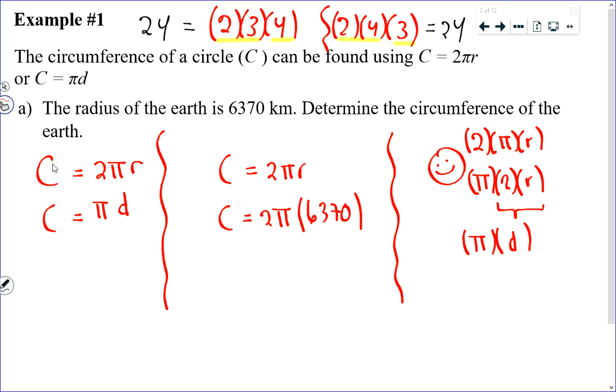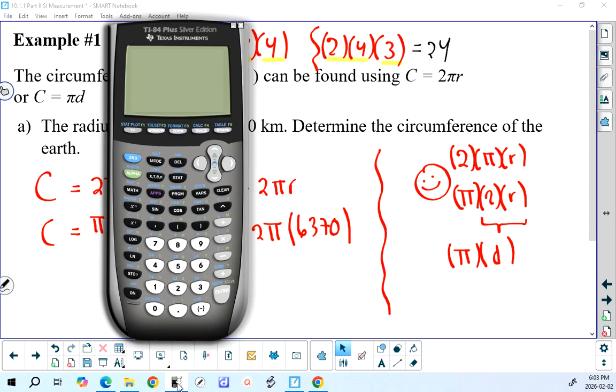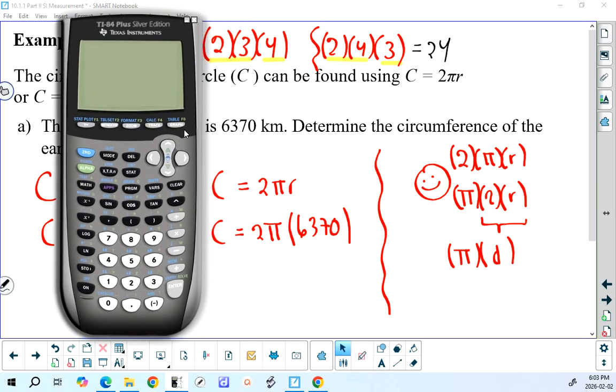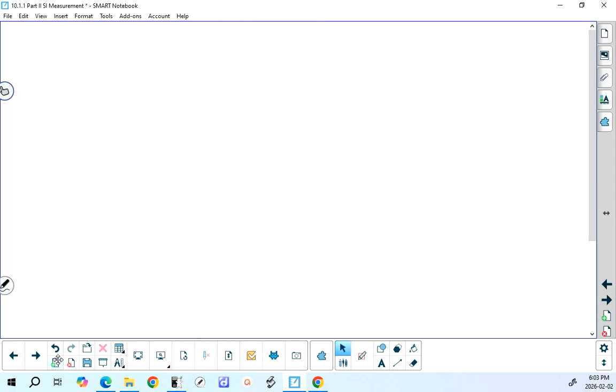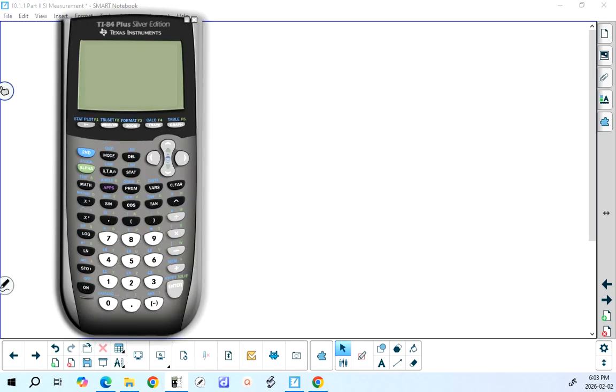Now, how is it we do this on the calculator? Well, I'm going to be using my graphing calculator to demonstrate this. So if I grab my graphing calculator, the first thing to note is we need to understand where the pi is on our calculator.